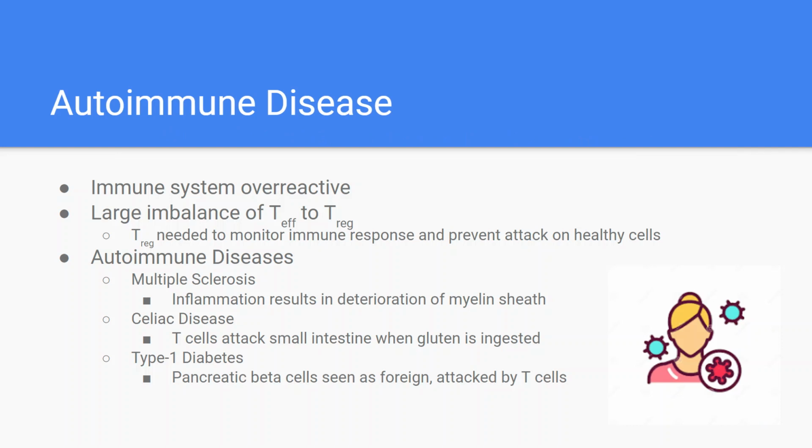Some of these include multiple sclerosis, in which inflammation results in a deterioration of the myelin sheath, which is a protective covering around nerves. So, you see a loss of motor function there. Another one that is important to me, something that my sister suffers from, is celiac disease. This is when T cells attack the small intestine when gluten is ingested. And finally, another one is type 1 diabetes. This occurs because pancreatic beta cells are seen as foreign, so they're attacked by B cells, which results in the inability to produce insulin.